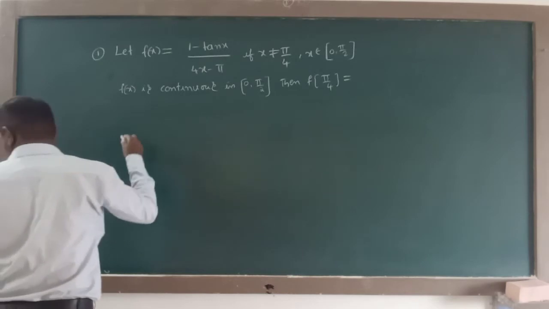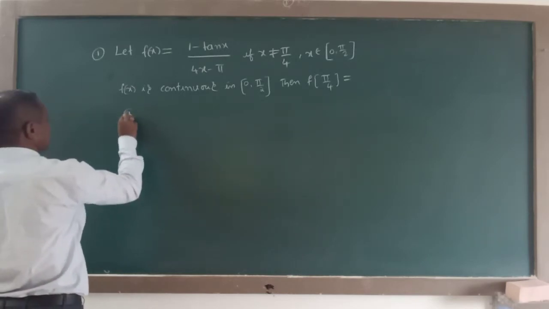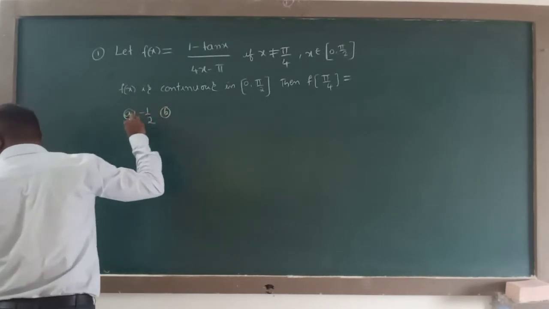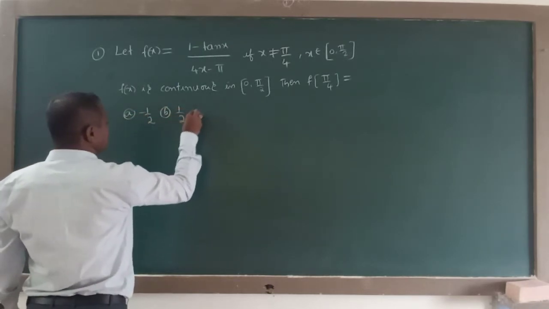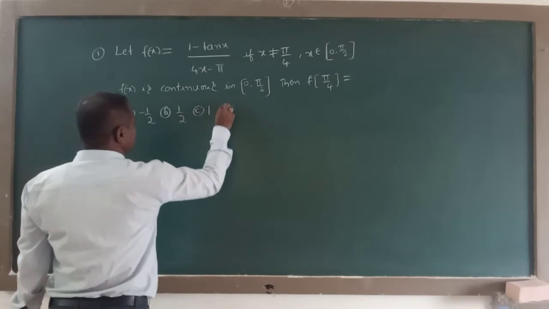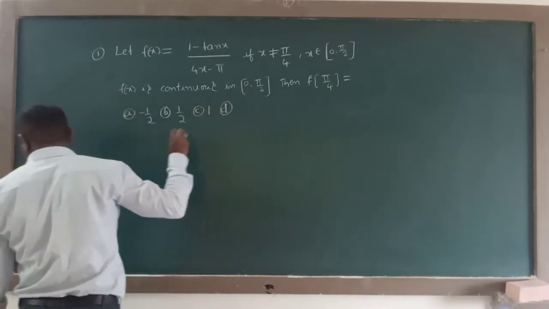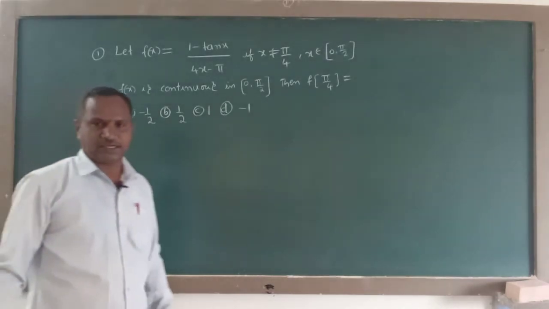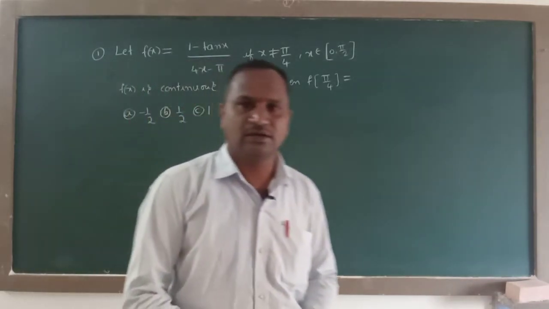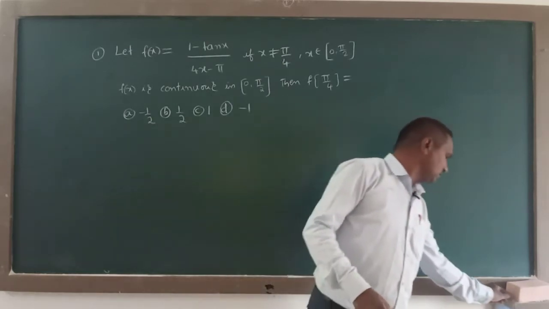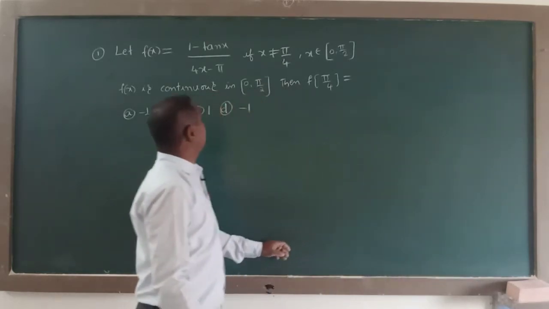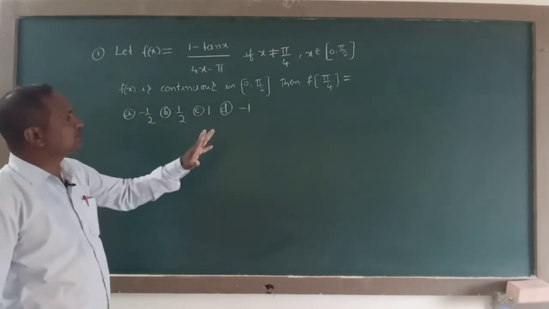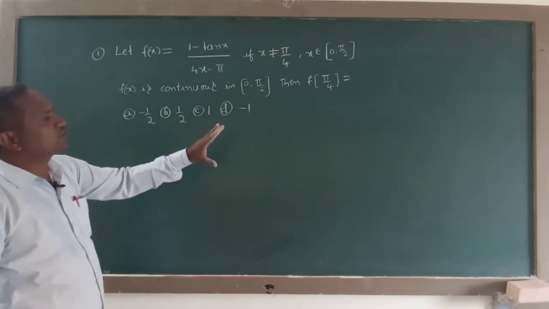Options: A is minus 1 by 2, B is 1 by 2, C is 1 and D is minus 1. How to solve this here? They mentioned it is a continuous function. Continuous function means directly we have to find the limit value. f of pi by 4 means what value of f of pi by 4 you are getting here.